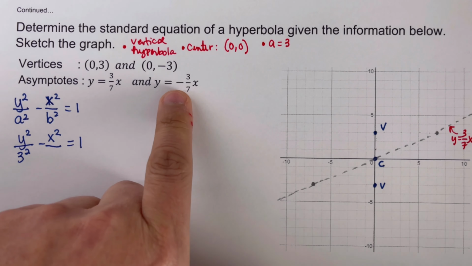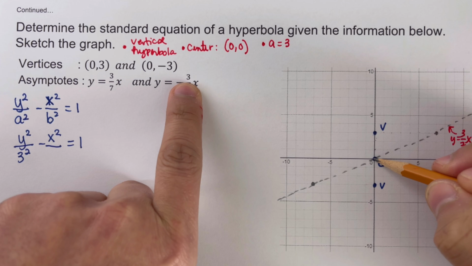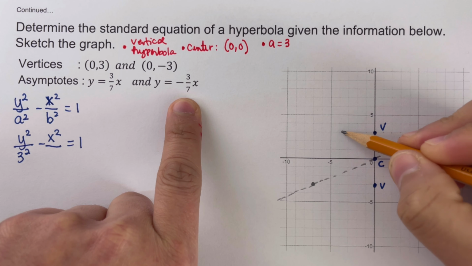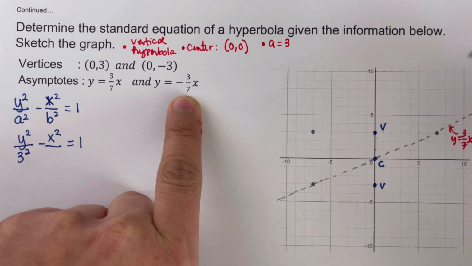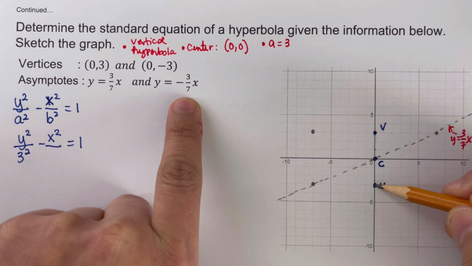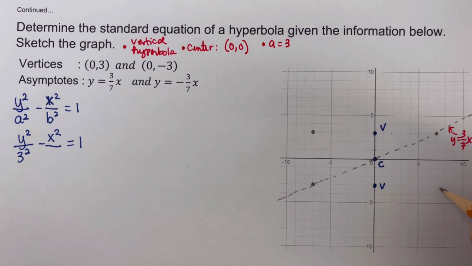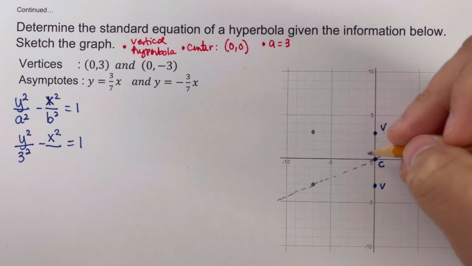Now let's draw the other asymptote with the negative slope. So what I would do is go up 3 and left 7. So 1, 2, 3, 4, 5, 6, 7. Then that's where the dot is going to sit. I'm going to do that across. So I go down 3 and right 7. So 1, 2, 3, 1, 2, 3, 4, 5, 6, 7. So this is the other point of the asymptote with a negative slope. So I'm going to go ahead and draw the asymptote.